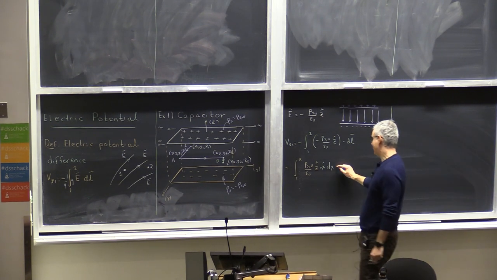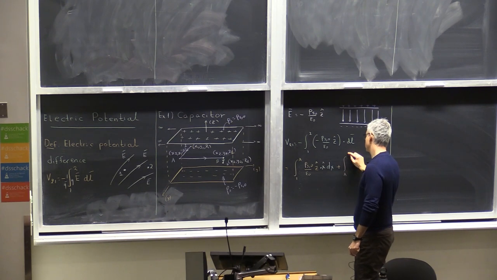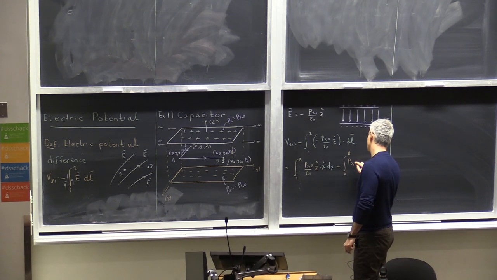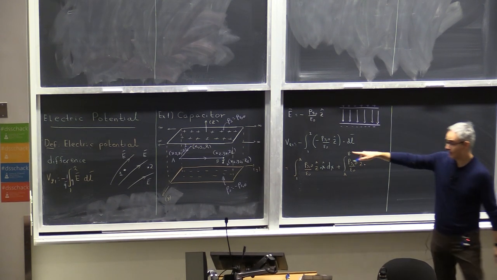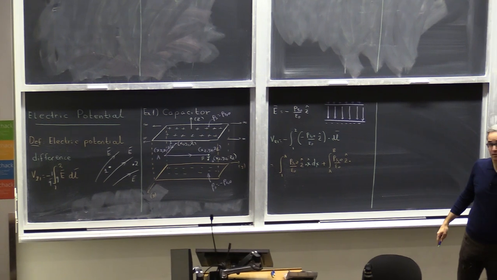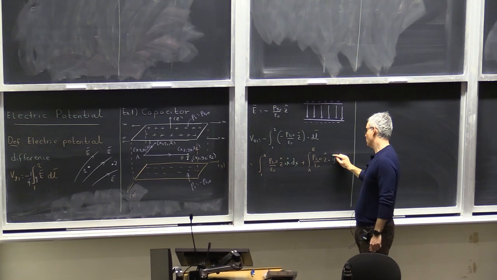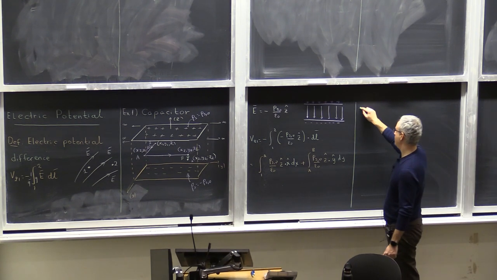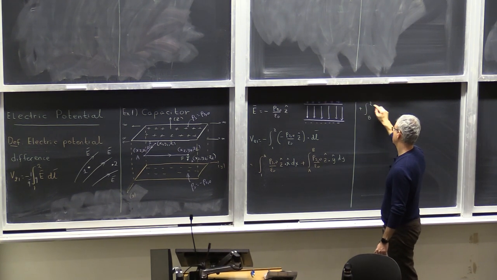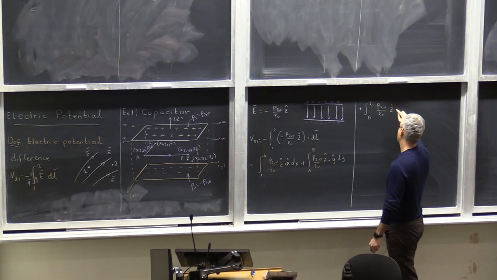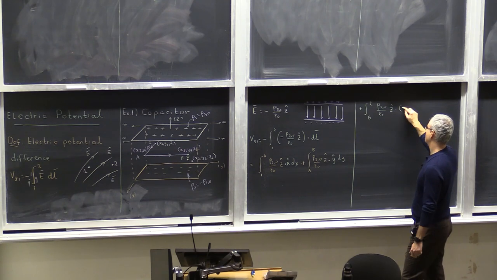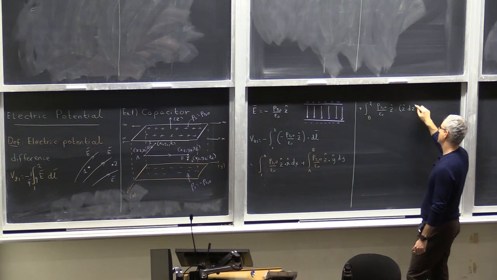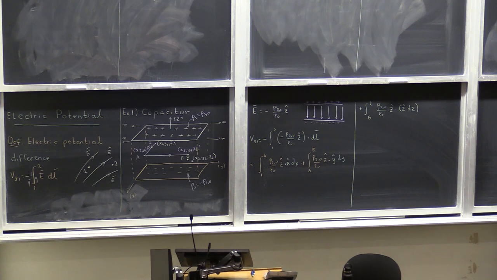Now I go from A to B. So from A to B, I move along the y-axis. So my dl is y hat dy. And then finally, from B to 2, I'm moving along the z-axis. So my dl is z hat dz.